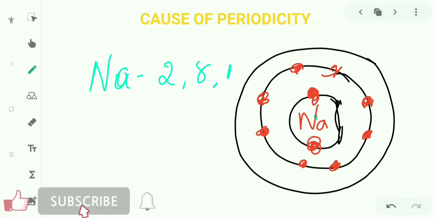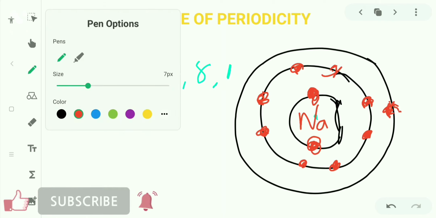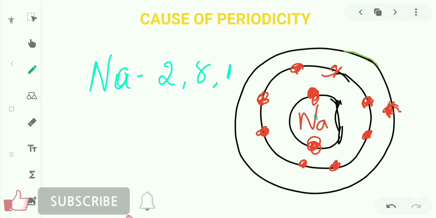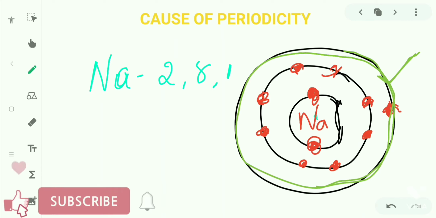So in the last orbit it has only 1 electron. Last orbit in the sense, the orbit where the electron exists. Okay, so this is known as the outermost orbit. So this last orbit, in which there is only 1 electron, this particular orbit is known as the outermost orbit.